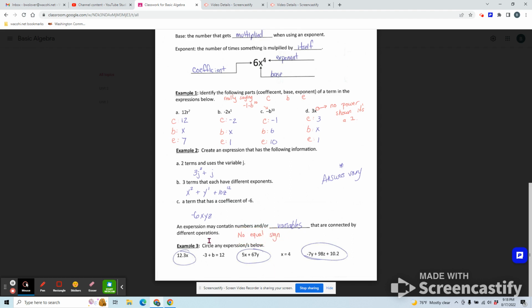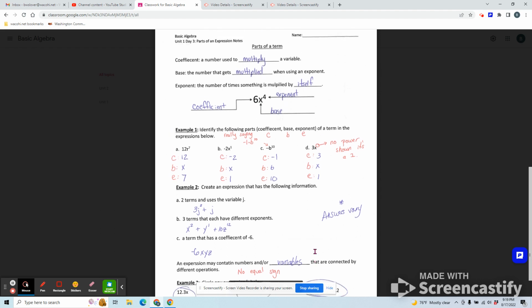So example 3 says, I'm circling. I want you to circle any expressions below. So there's no equal sign. So I circled it. I see an equal sign. That's an equation. No equal sign. I circle it. It's got an equal sign, so that's an equation. And then no equal sign, so that's an expression.